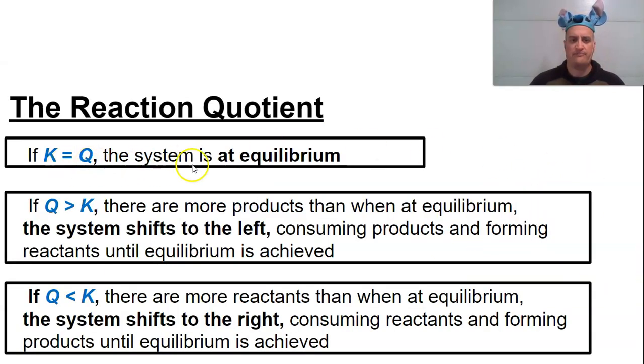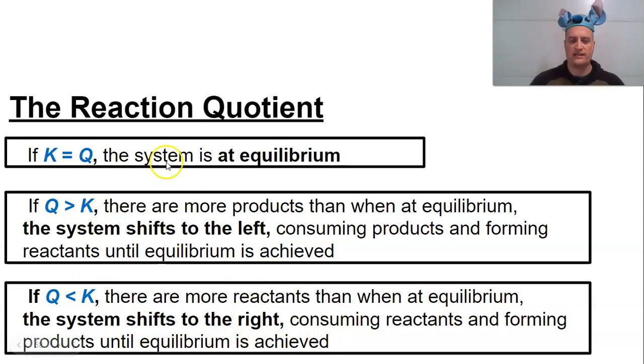If they are the same, we've got equilibrium. If there's a higher Q value than K, that means there are more products than at equilibrium. The system shifts to the left, consuming those products, forming more reactants till equilibrium is achieved. So again, shifting towards the reactants. If Q is less, that means there are more reactants than at equilibrium, so it's going to shift to the right in order to get to equilibrium.